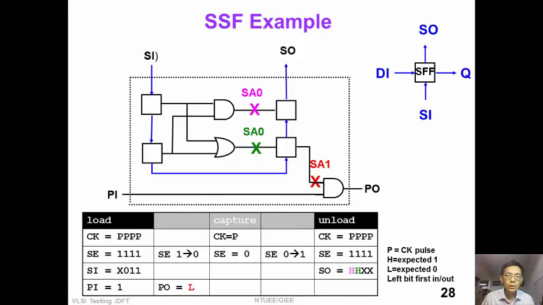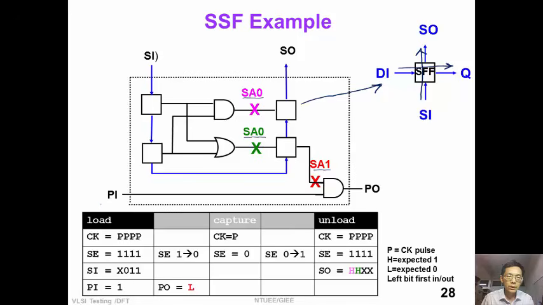In this circuit, we have 4 squares which represent a scan flip-flop. The horizontal direction shows the data input and data output. The vertical direction represents the scan input and scan output. Suppose our target faults are SSF1 fault in red, SSF0 fault in pink, and the SSF1 fault in green.